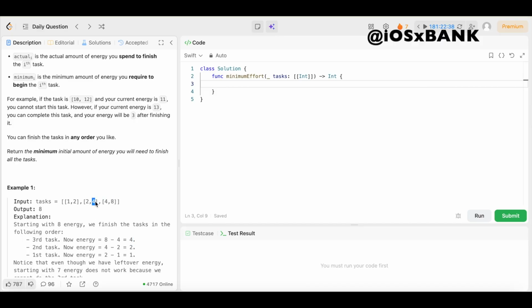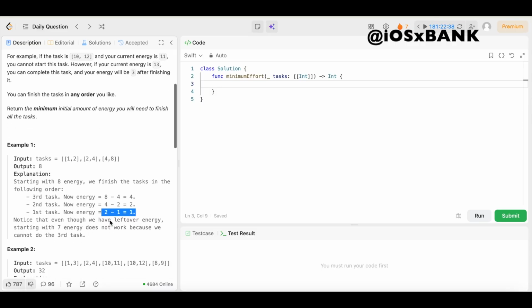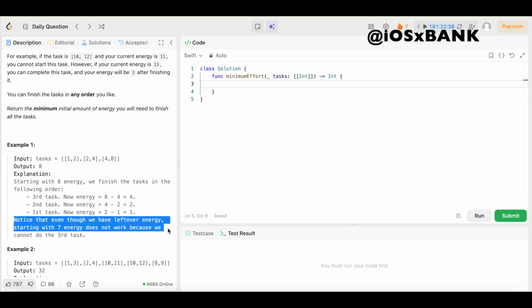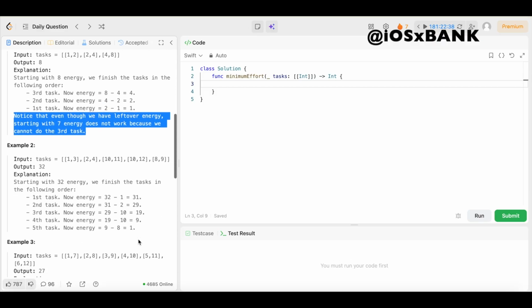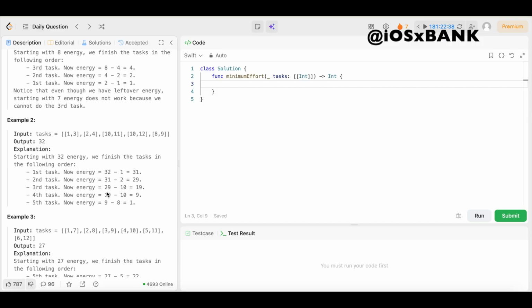We still have 4, so we can start the next task. We do 4 minus 2 equals 2. Now we still have 2, which is enough to start this last task. Once we start this task, we do 2 minus 1, and that's going to equal 1. And we were able to complete every task. It says, notice that even though we have leftover energy, starting with 7 energy does not work because we cannot do the third task. All right, y'all, so let's take a look at example 2.